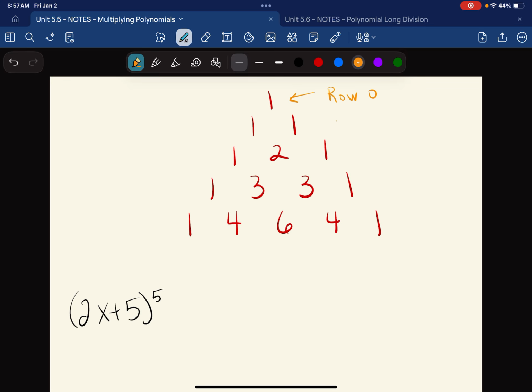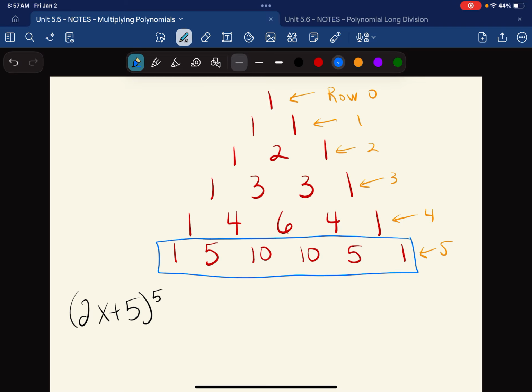Row 0. Row 1, 2, 3. I'm only on row 4, and I've got to go to row 5. So let's do one more row. 1, 5, 10, 10, 5, 1. Here is row 5. This is what I need because my binomial is being taken to the 5th power.